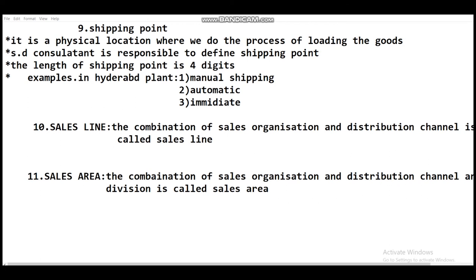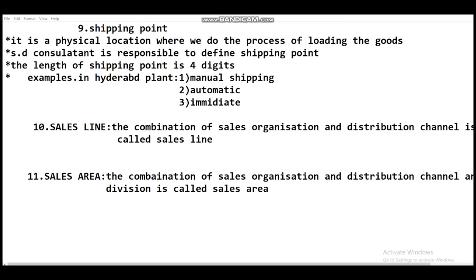Shipping point is within the plant, but here we load the goods. After completing the finished products, we have shipping points in the plants. Vehicles come and we load the goods into the vehicle. Simply, a place for loading the goods into the vehicle is nothing but a shipping point. It's a physical location where the vehicles come and where you can load the goods into the vehicles. That is called a shipping point.